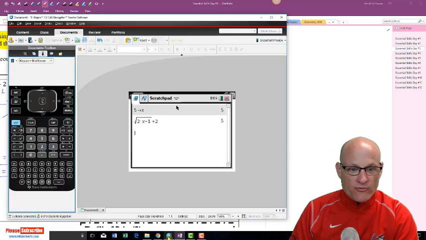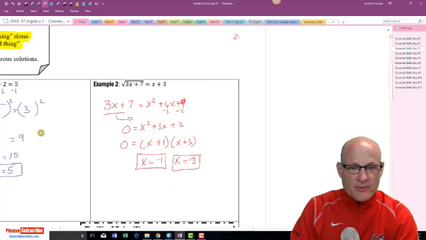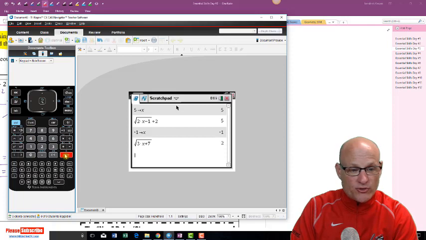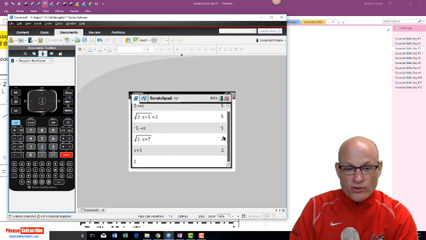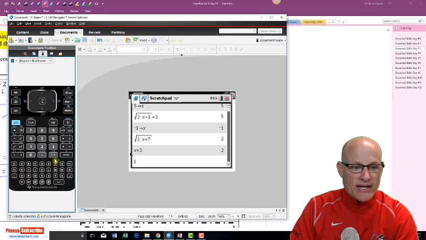So check this out. Very simple. Negative 1, control var x. Press enter. Now we type in the left side, 3x, the square root of 3x plus 7. Do not use the equal sign. You get 2. The right side says x plus 3. You get 2. Does 2 equal 2? Can your brain tell you that 2 equals 2? Yes, it does.